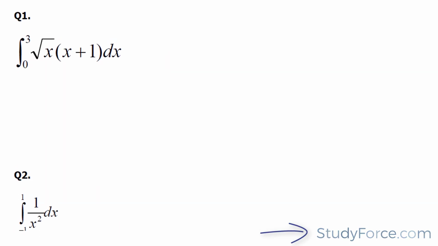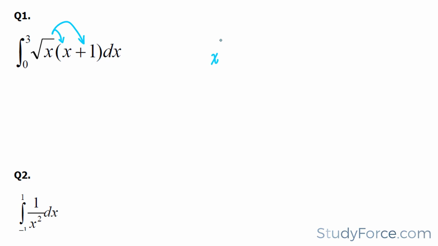In question number 1, they want us to find the integral between 0 and 3 for the function square root of x times x plus 1. The best mode of action here is to expand and then find the antiderivative of those two terms. So what is the square root of x times x?